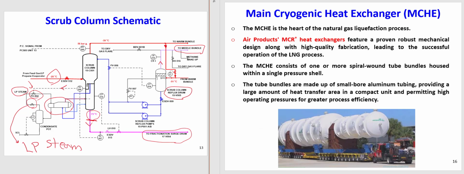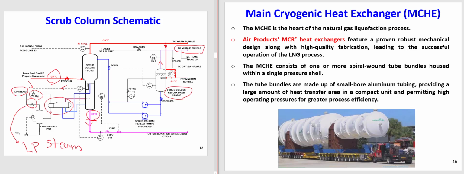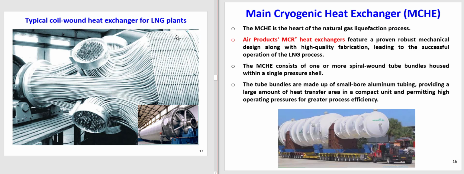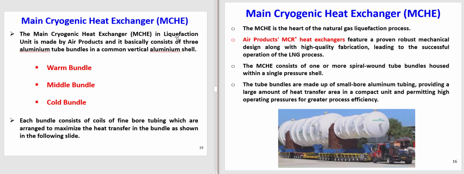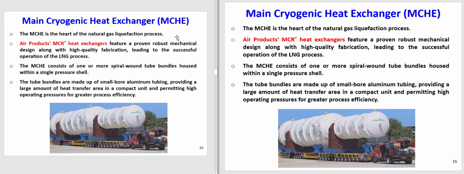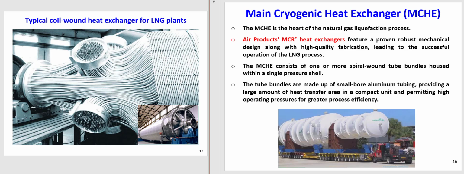Okay, now we are going to talk a bit more. We already talked about the scrub column. Now we are going to talk a little bit more about the main cryogenic heat exchanger. This is the main cryogenic heat exchanger that we have. There are not too many companies that fabricate such a heat exchanger. Air Products is one of the most famous. I think it's an American company.